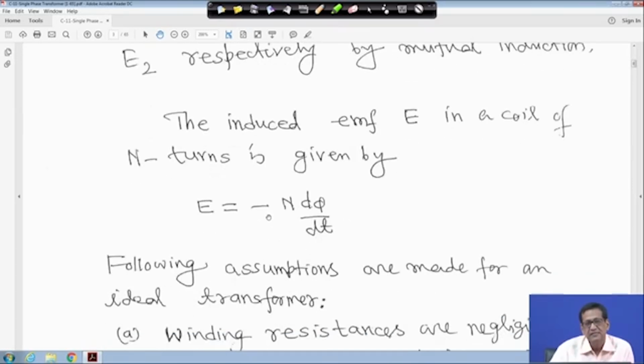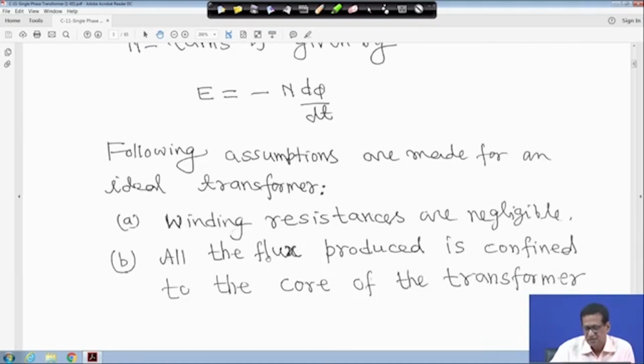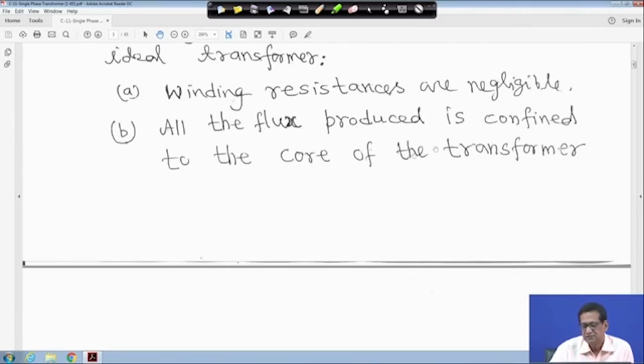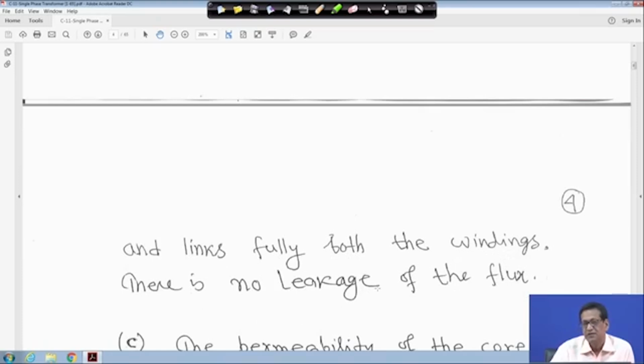So that's why the minus sign is here. The following assumptions are made for an ideal transformer. Winding resistance is negligible, say there is no winding resistance. All the flux produced is confined to the core of the transformer and links fully both the windings. There is no leakage of the flux. We are assuming there is no leakage and the flux links both the windings fully.